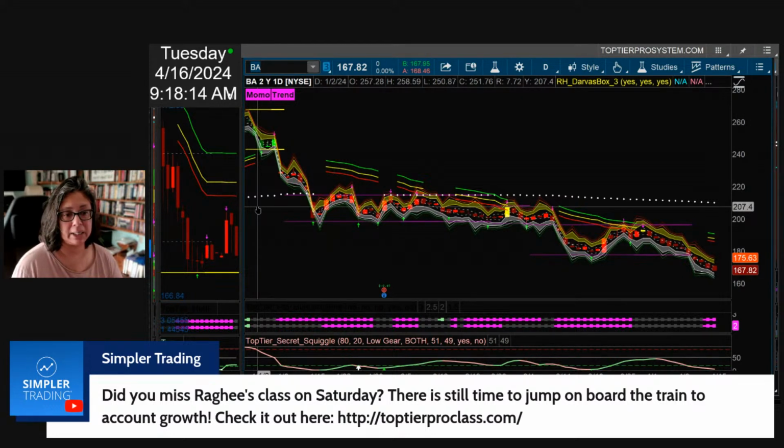You should be able to look at a symbol, and that's what the top tier is designed to do, and just say, look, this is a bearish symbol. And until certain criteria are met, that's all I'm going to be looking for. The short side, the weak side, the bearish setups. And Boeing's another great example of that.